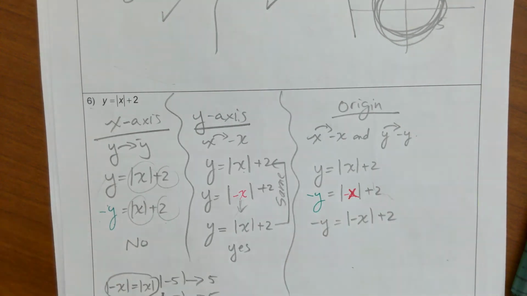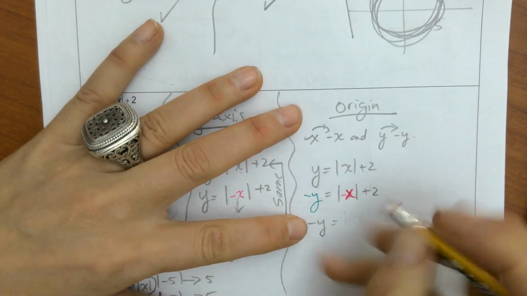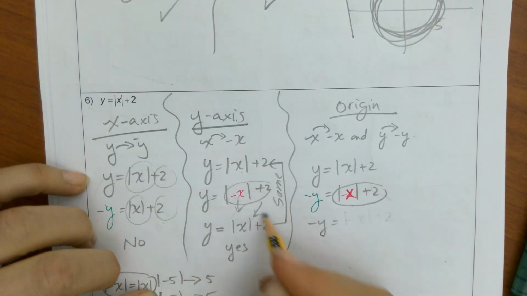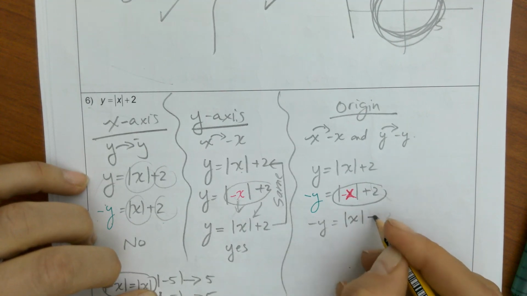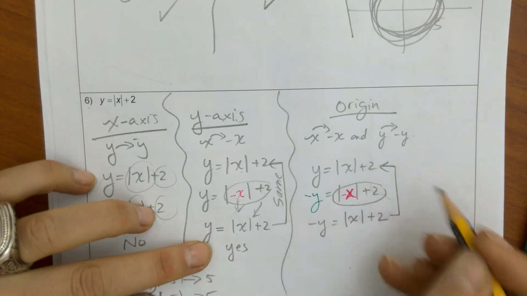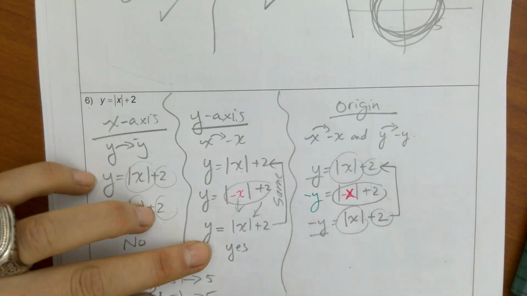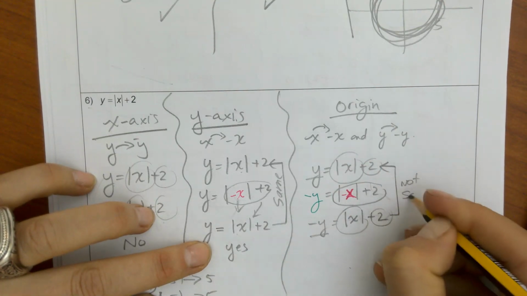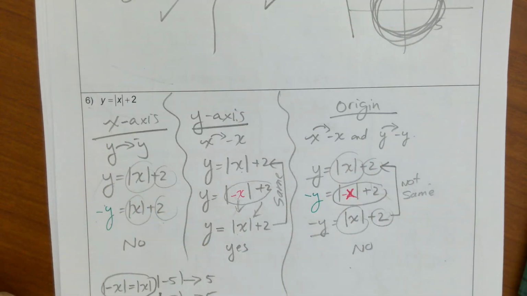Okay, I didn't have to write it out again because it's exactly the same. This is the same as this. So I can just say, oh, it's the same as that, because we already talked about it. So now let's look, is it going to be the same? Well, this is the same, this is the same, but this is not the same. So I cannot make this into that. So not the same, so no. No, it doesn't have origin of symmetry. Okay?